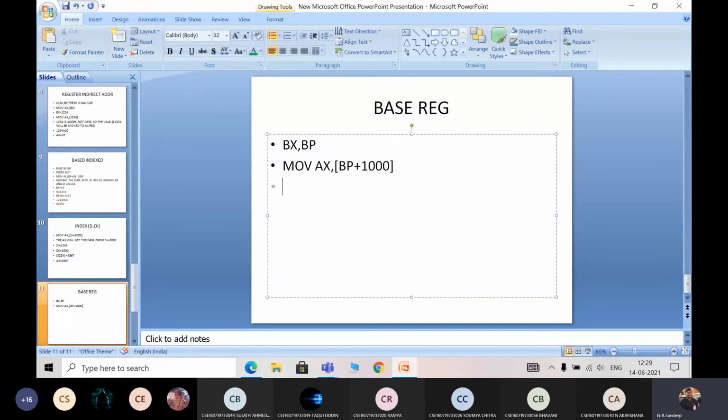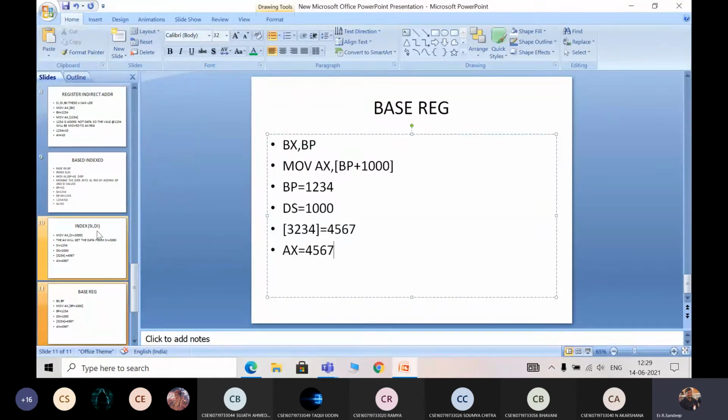Now the value of BP plus 1000. Suppose the BP has the value 1234, let us assume, and the displacement that we are going to add is 1000. So together the value is 3234. Now it is an address, the same address. If the value present there is 4567, then the value of AX is equal to 4567.